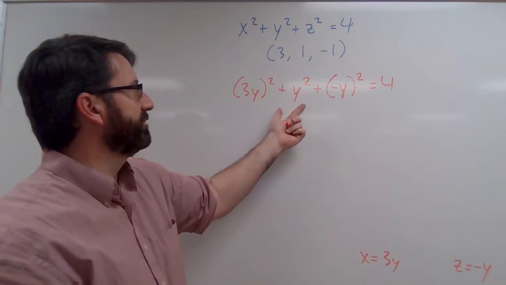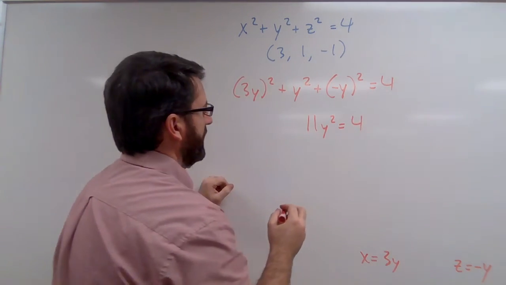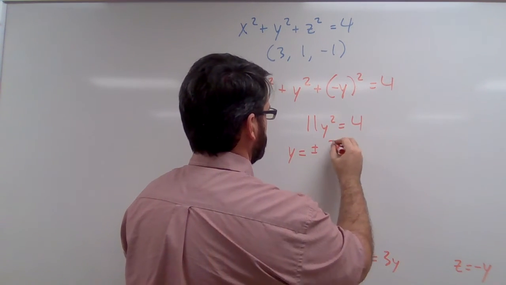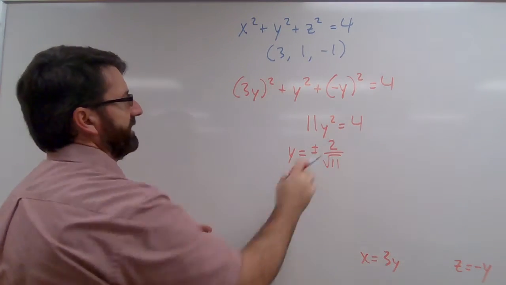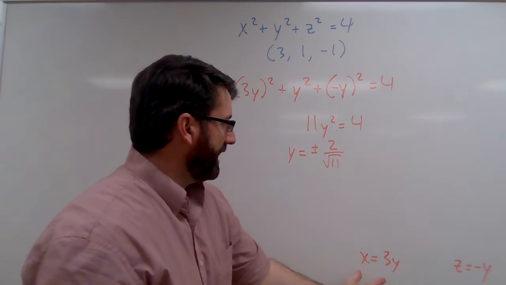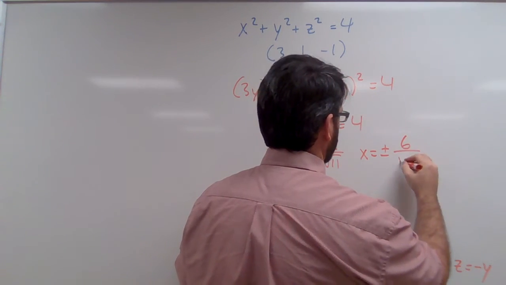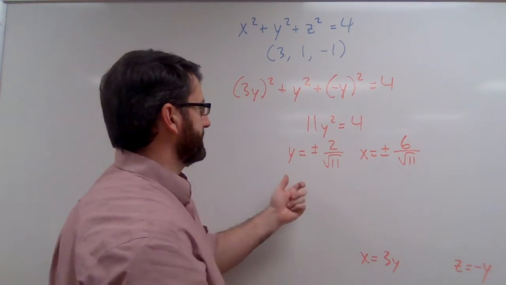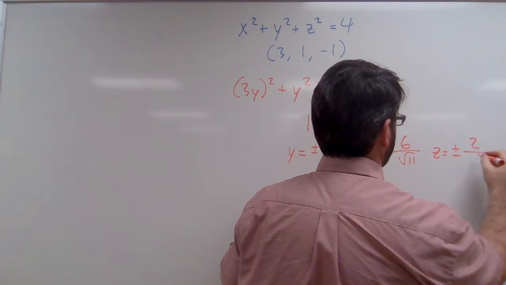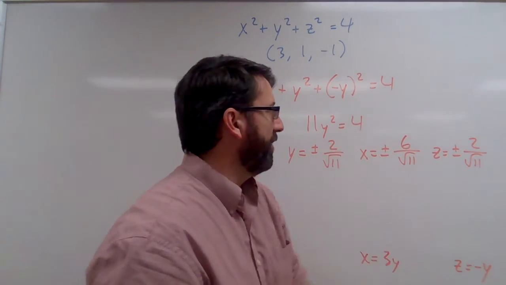So this is 9y squared plus y squared plus y squared, which is 11y squared equals 4. So y is going to be equal to plus or minus 2 over the square root of 11. We divide both sides by 11 and then take the square root of both sides. And now x is going to be 3 times this, so x is plus or minus 6 over the square root of 11. And z is going to be the opposite of this, so z is also going to be plus or minus 2 over the square root of 11. All right, so now we've found our points.